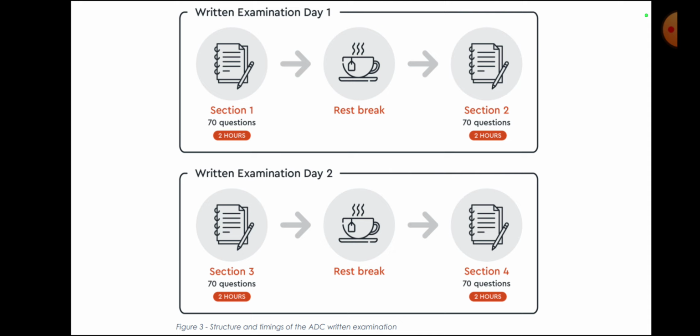Just imagine that you are giving section 1 and you want to go to the washroom or drink some water. If it is very urgent, you can take a break in between the exam also, while giving the exam. But the problem with this is that the time will be deducted from your 2 hour exam period.